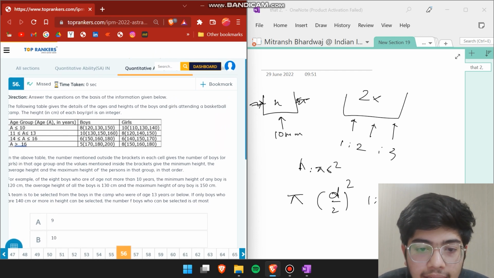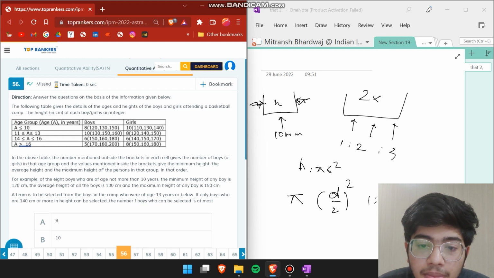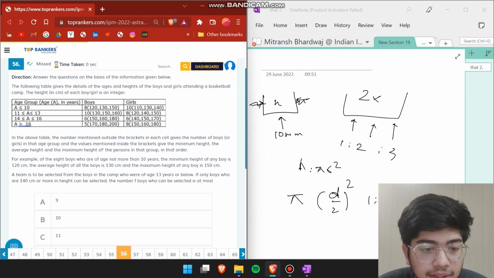The number outside the bracket gives the number of boys in the age group, and the values inside the brackets give the minimum height, average height and maximum height. Meaning 120 is the minimum height, 130 the average height, and 150 the maximum height. Okay, here is an example. Now there's nothing more to do, it's a simple question.